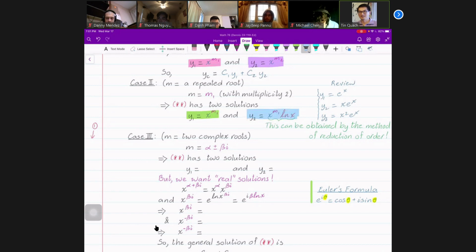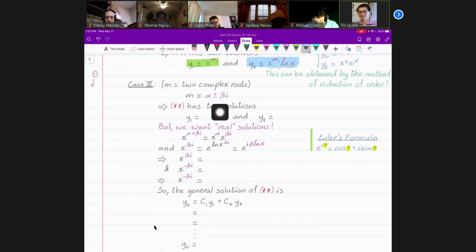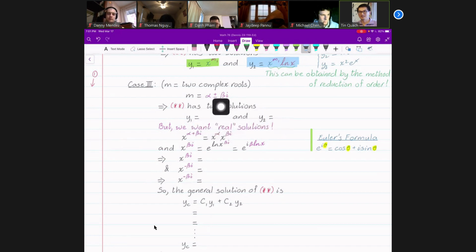Now the third one is when it has complex roots. When it has complex roots, the roots are conjugates, so one is alpha plus beta i, the other has to be alpha minus beta i. But we don't want complex roots, we want to work with real numbers. Before we can do that, let's find out what the two solutions are when we get these two roots for m.